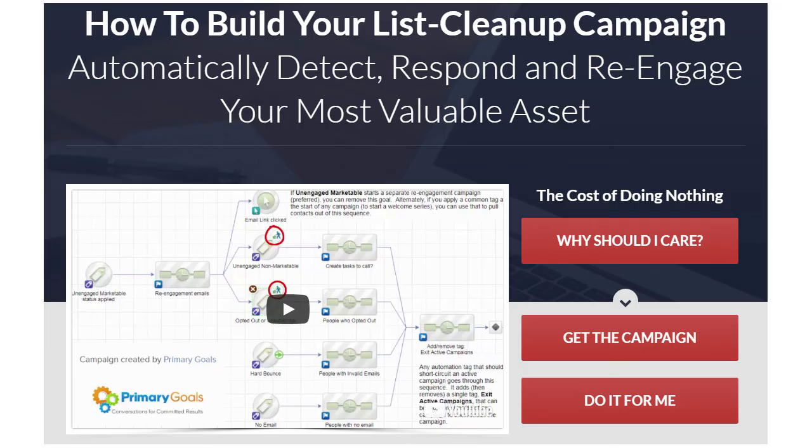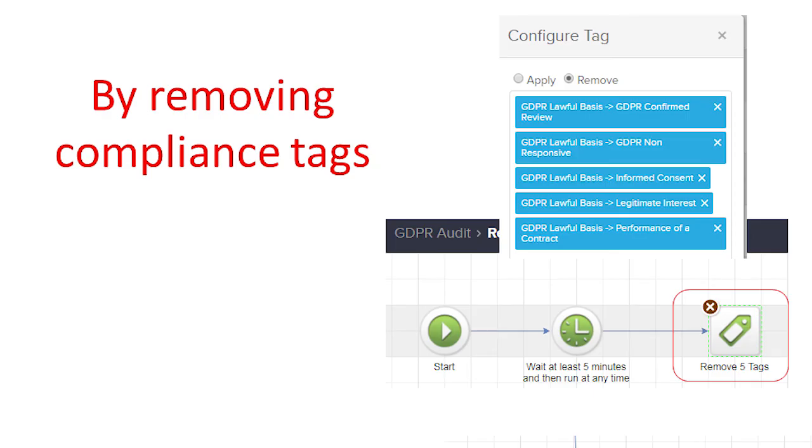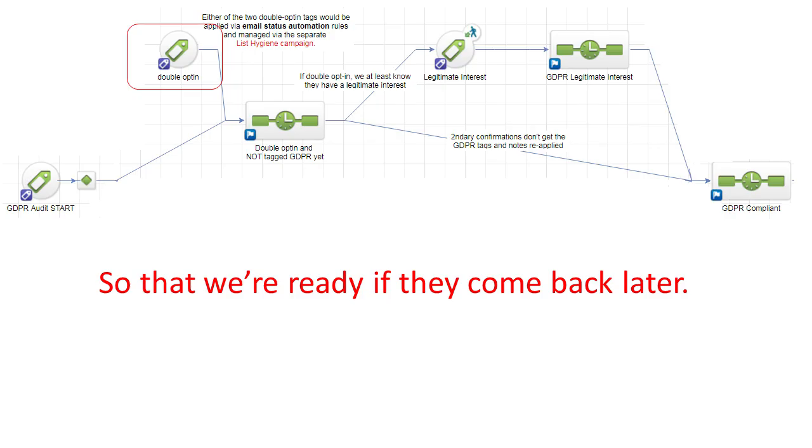The list hygiene campaign watches for those conditions and applies the exit active campaigns tag accordingly, but that campaign is not required for the GDPR audit. The last steps in this campaign are about handling cleanup for people who either opted out or asked to be removed. That means removing their GDPR tags so that if they subscribe again later, we can reapply the tags as appropriate.